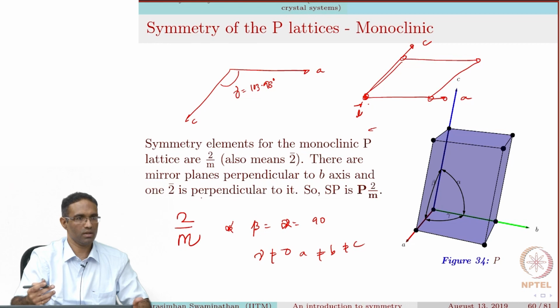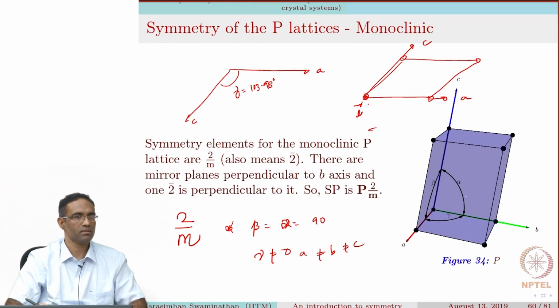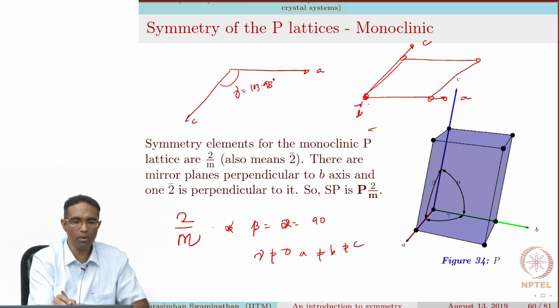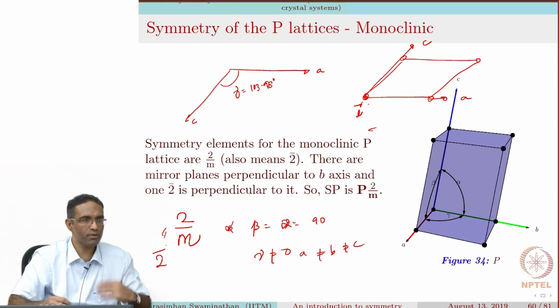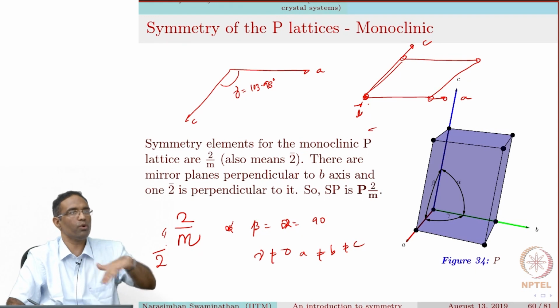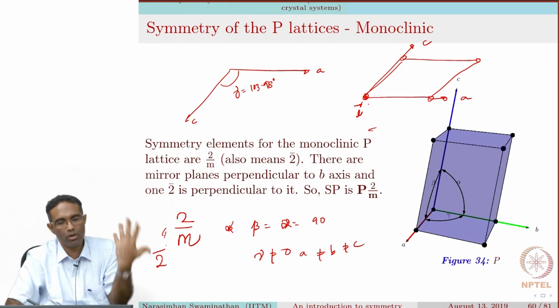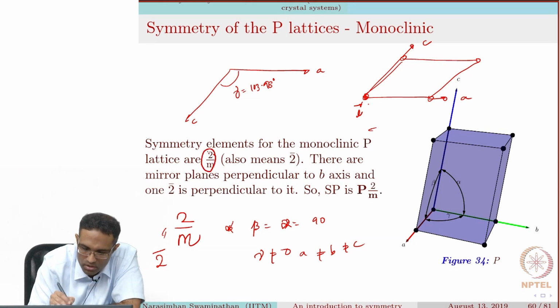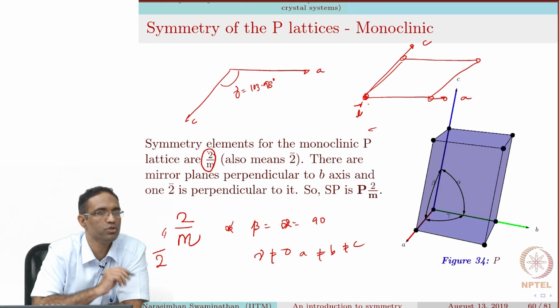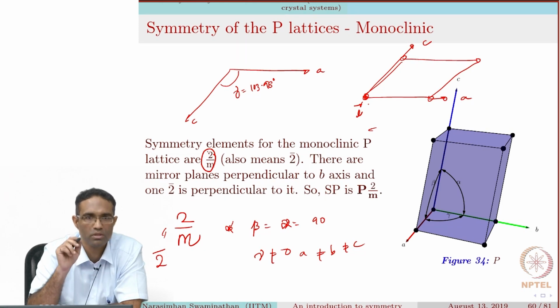So there is an inversion center also right in the center, and we also looked at what happens when you have 2 bar. What is 2 bar? 2 bar is two-fold rotation and an inversion center. That is also present here, right? But we don't have to specify that, because if I say two-fold rotation and there is a mirror perpendicular to it, it automatically means the other one. Generally, 2 over m is what is used in the Hermann-Mauguin symbol to talk about the symmetry.